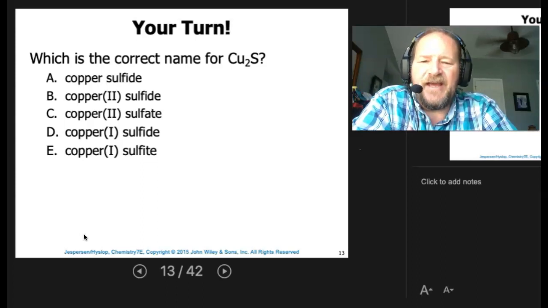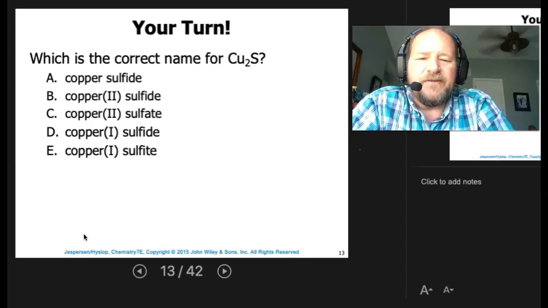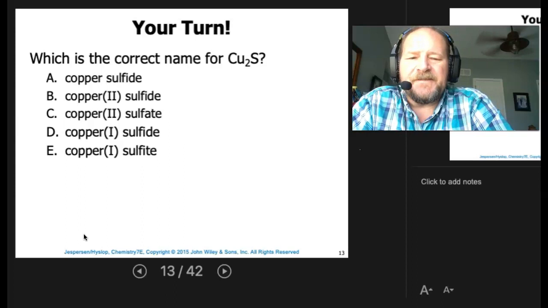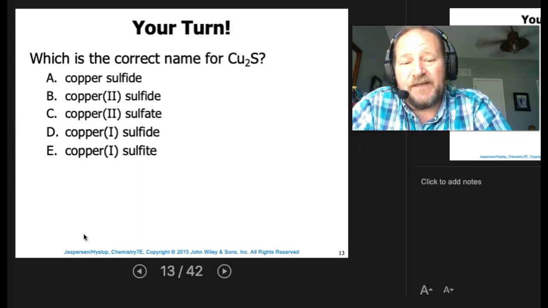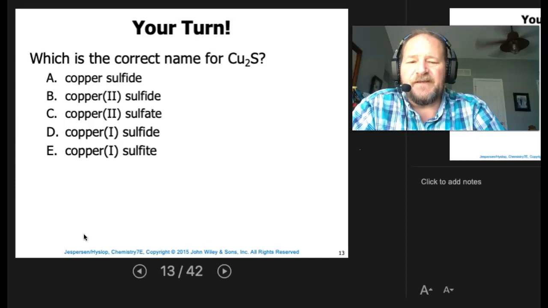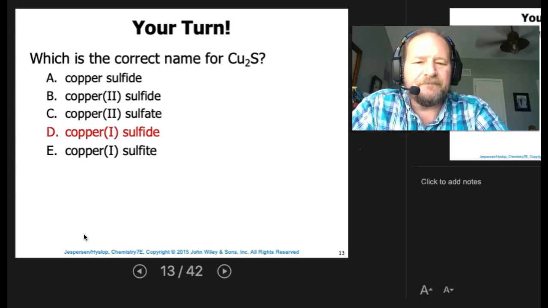We know it can't be A because we need to know the charge of the copper, right? Copper is a transition metal, and so we need to know the charge of that. And since the sulfur is a -2 and both coppers have to be a total of +2, each copper must be a +1. And so D would be our final answer.